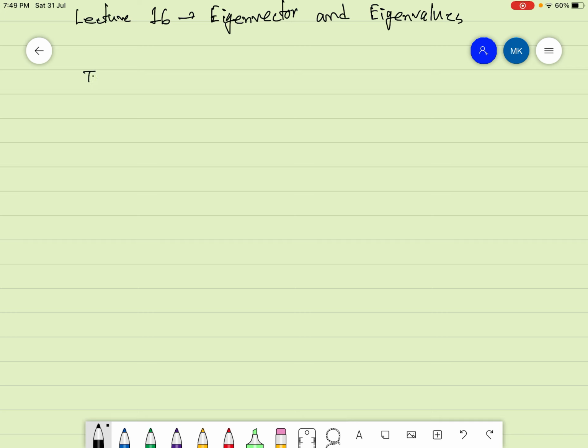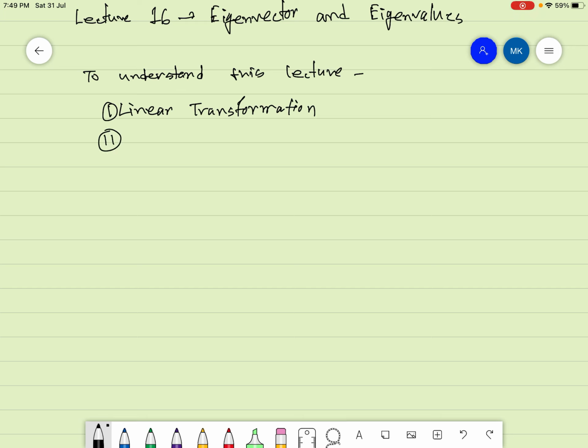So to understand this lecture, you need to have a solid foundation of linear transformation, secondly determinants, and change of basis, which is somewhat related to the linear transformation done by matrices.